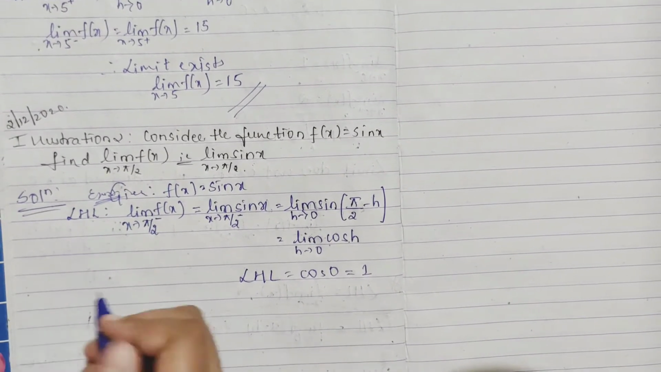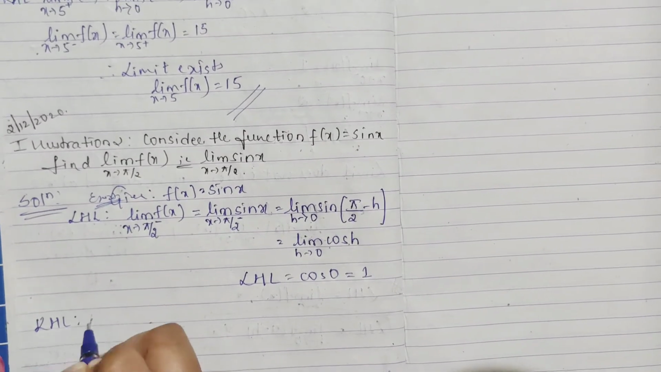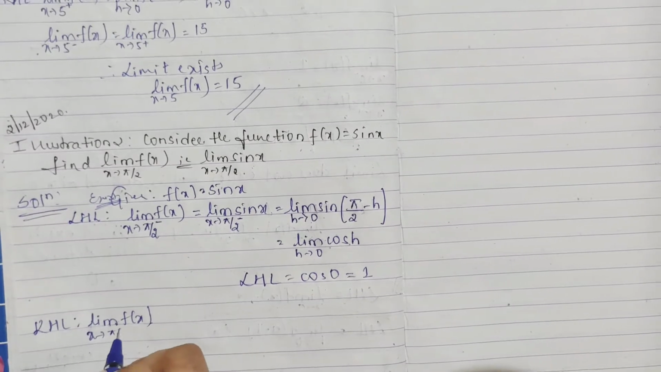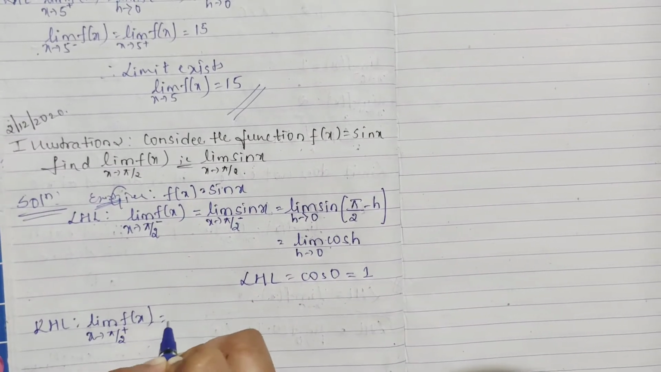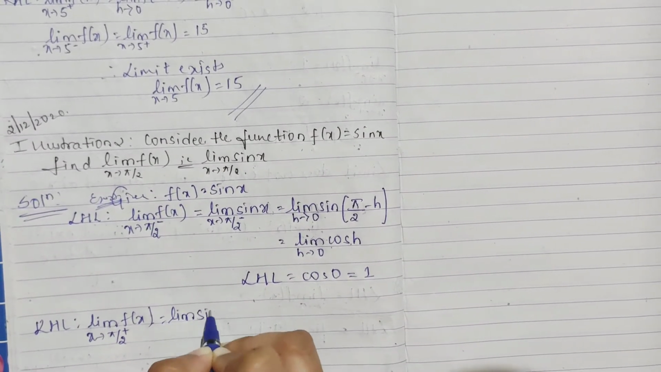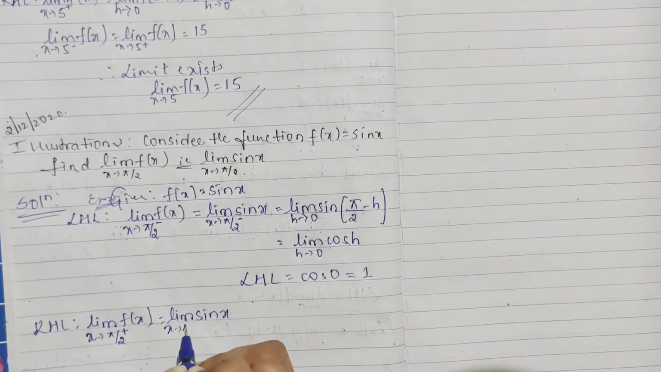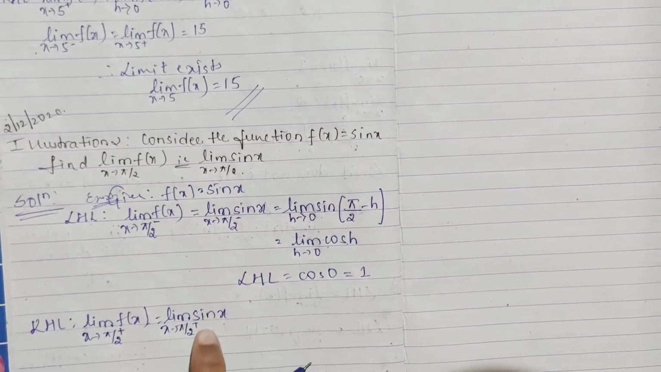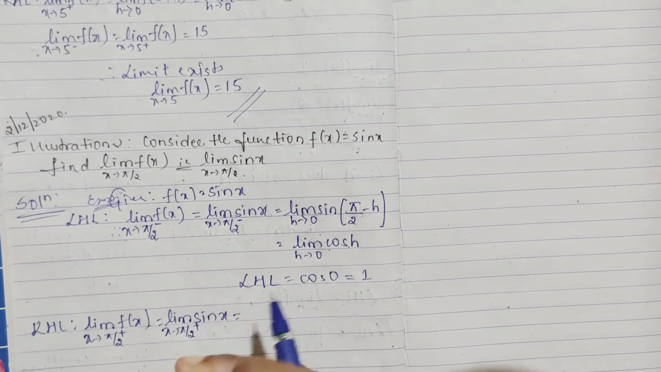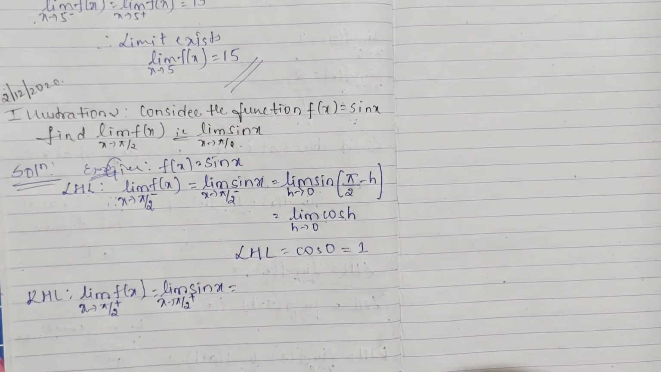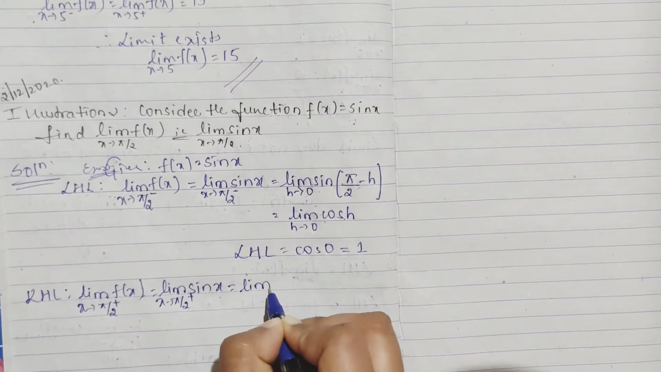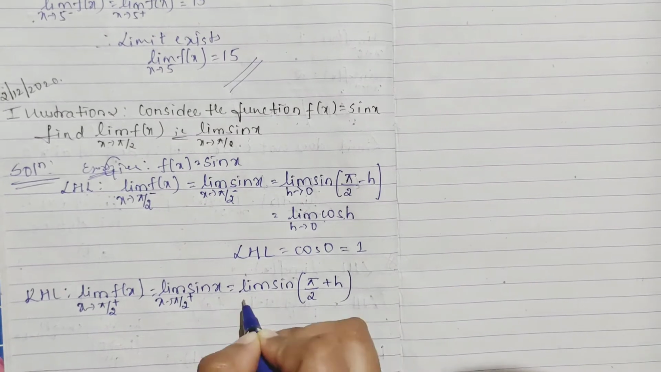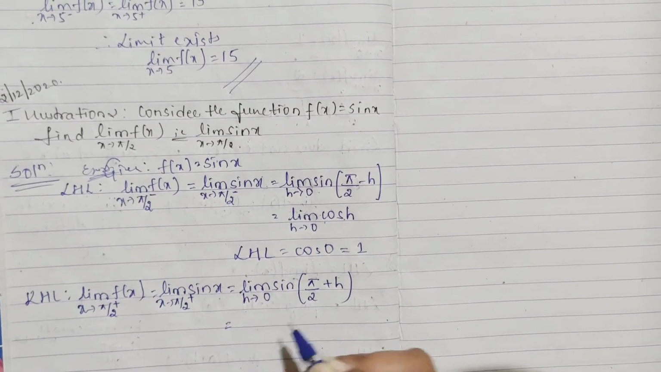In the same way we'll check for RHL. RHL is limit f of x as x tends to pi by 2 plus. So limit f of x is nothing but sin x as x tends to pi by 2 plus. So directly like this you can go. I am writing it out now, but when you do it further you will get used to it. In place of x, it is replaced by pi by 2 plus h as h tends to 0.